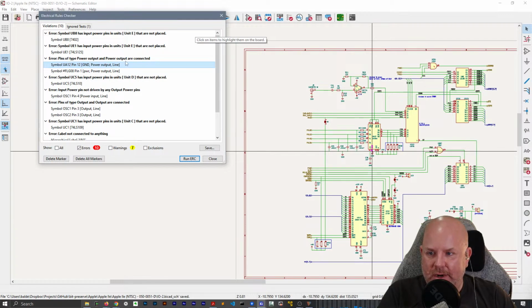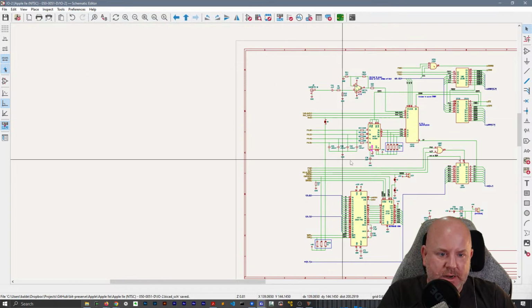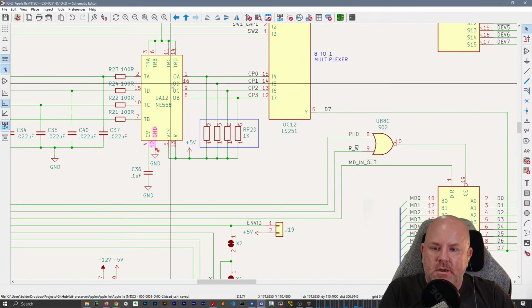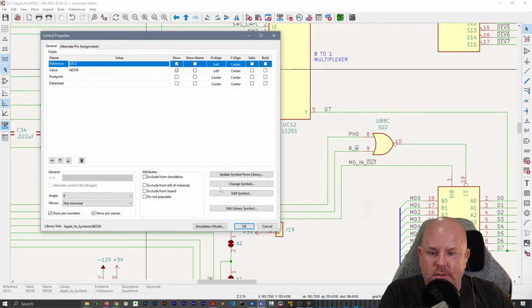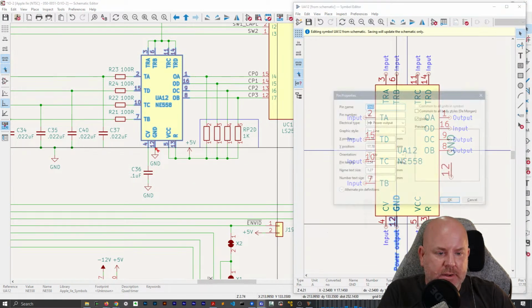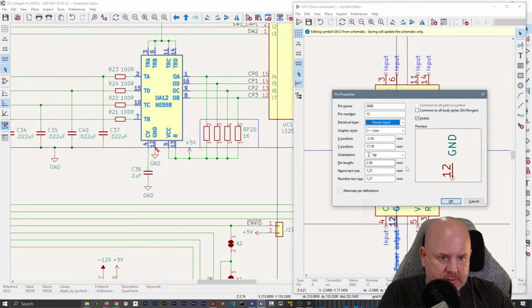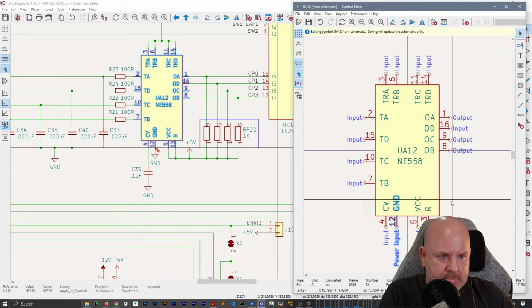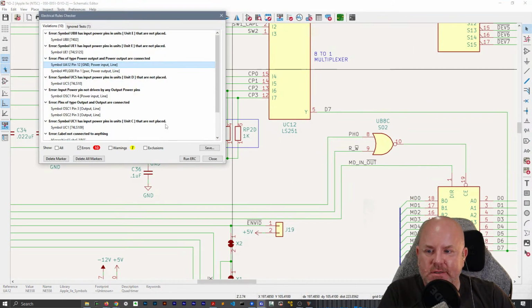Types of power output and power output are connected. So where is power output here? Oh, I might have labeled this wrong. Yep, I made that power output by mistake. Okay, that's an easy fix. What else we got?